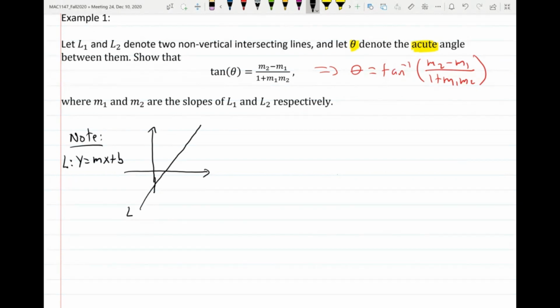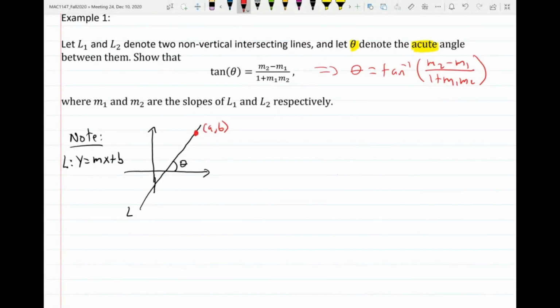Okay, so this is your line L. Now, every time that you have a line, it always makes an angle with respect to the x-axis. So let's focus on the angle that it makes with the positive x-axis. Okay, and now let's pick a point on the line. Let's pick a point here on the line. Let's call it (a, b).